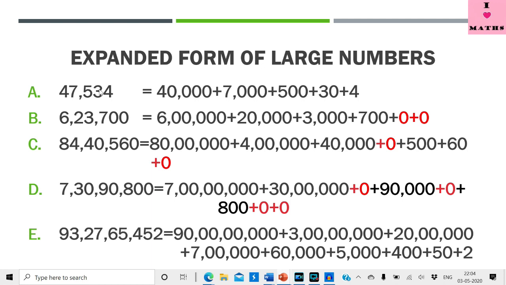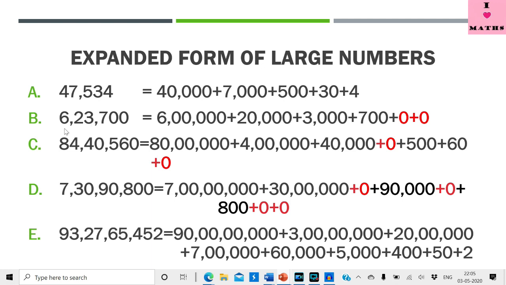Then plus 3, and after 3 there is only 1 digit. So after 3 there will be only 1 zero, making it 30. Plus 4. So plus 4 has come as it is. Okay. Now this is a slightly bigger number, but again I want to explain the trick.